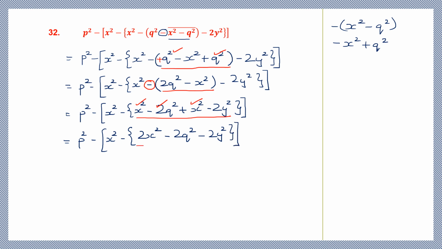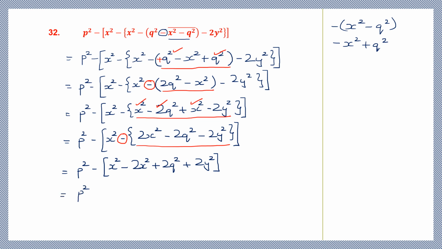Now we're going to remove the curly bracket. So p square minus square bracket x square. Now before removing it, look at the sign before it. It's minus. So change all the signs inside the bracket. Minus 2x square plus 2q square plus 2y square. So curly brackets are removed. So we only put the square brackets. Now we are going to remove the square brackets.